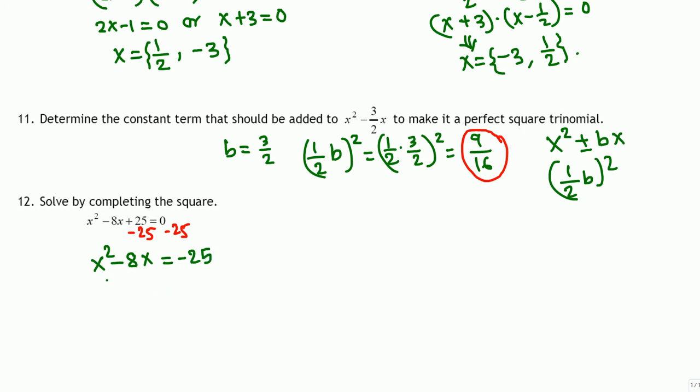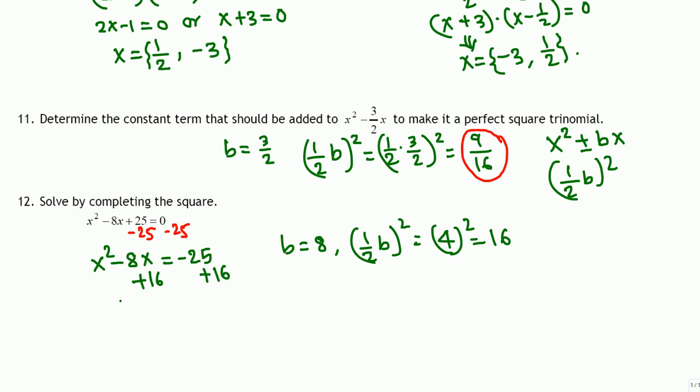Now we want to make this a perfect square trinomial, for which we add half of b quantity squared. In this question b equals 8, then half of b squared: b is 8, half of 8 is 4, 4 squared, that's 16. So we need to add 16 to both sides, so we add 16.